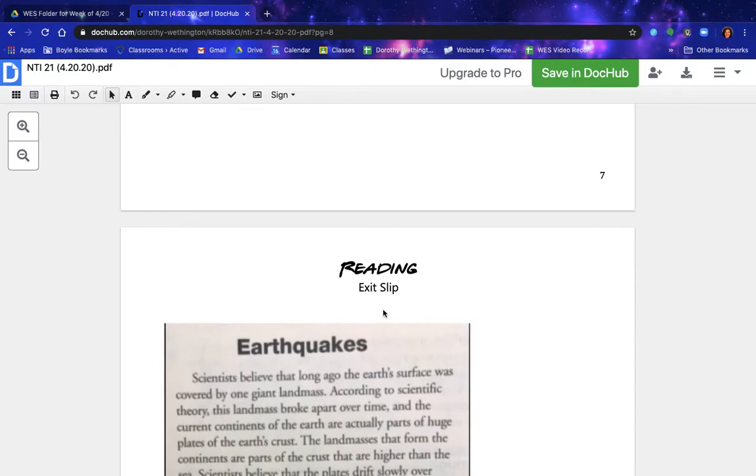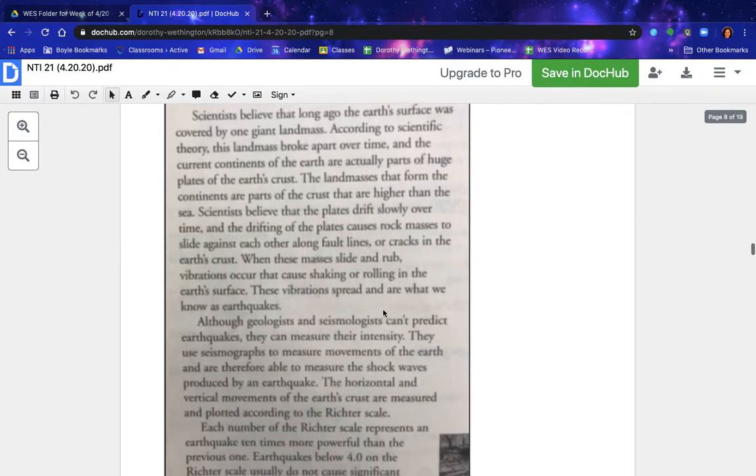Reading exit slip. Earthquakes. Scientists believe that long ago the Earth's surface was covered by one giant landmass. According to a scientific theory, this landmass broke apart over time, and the current continents of the Earth are actually parts of huge plates of the Earth's crust.